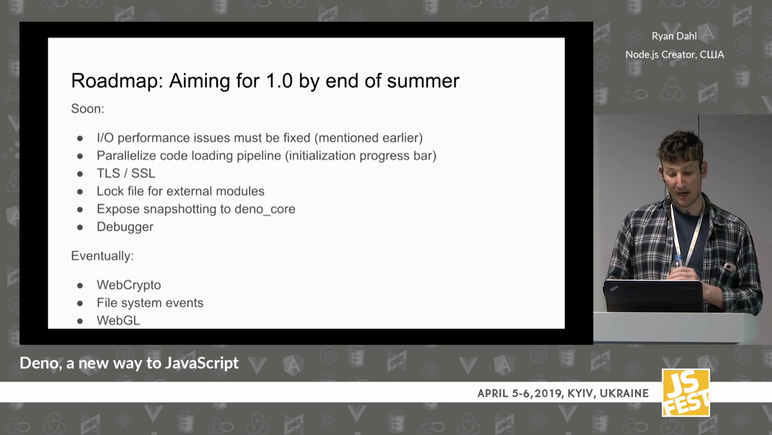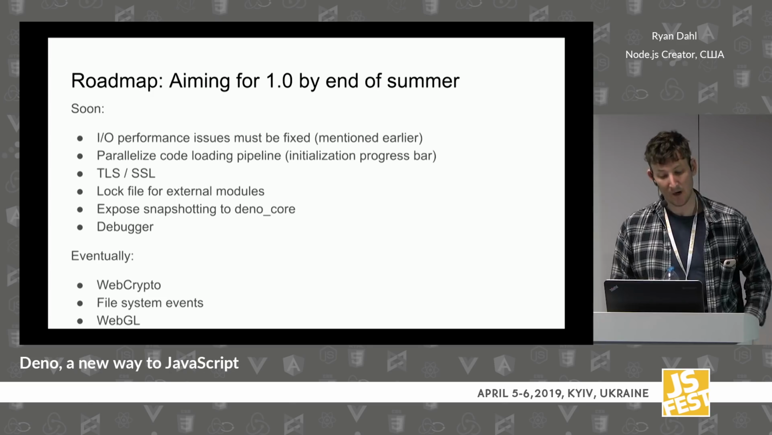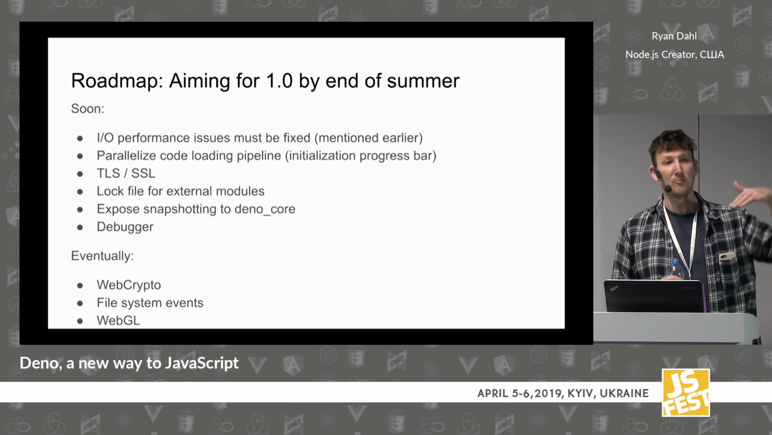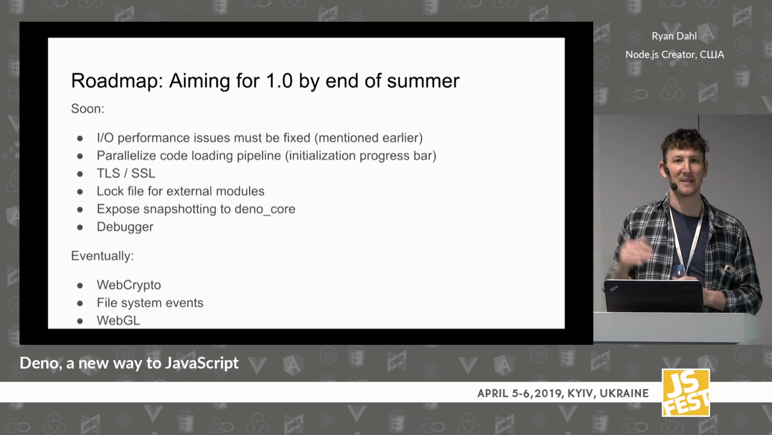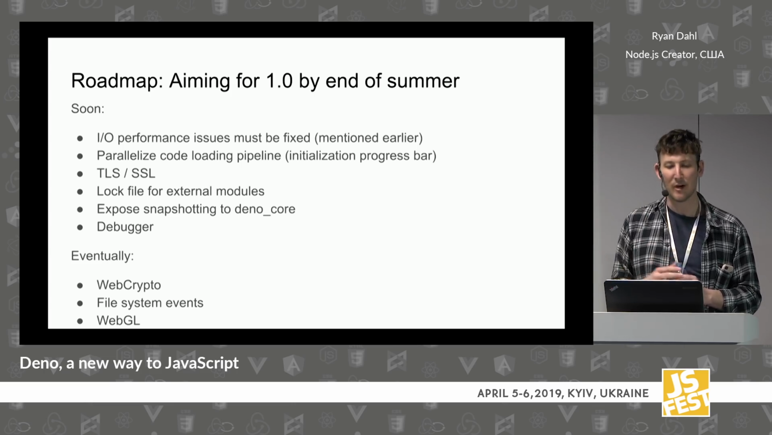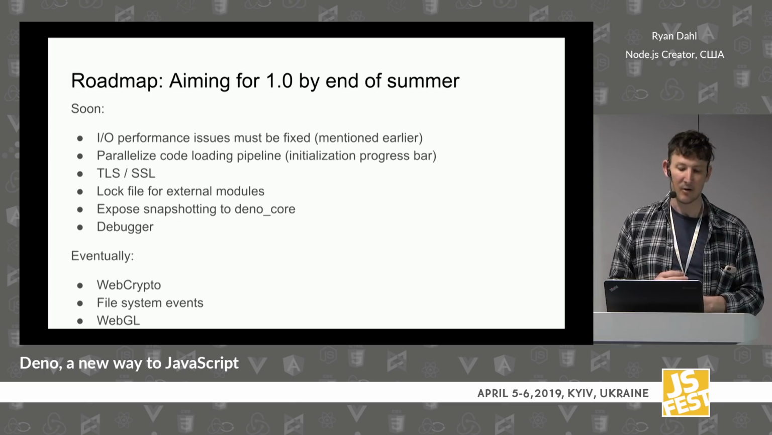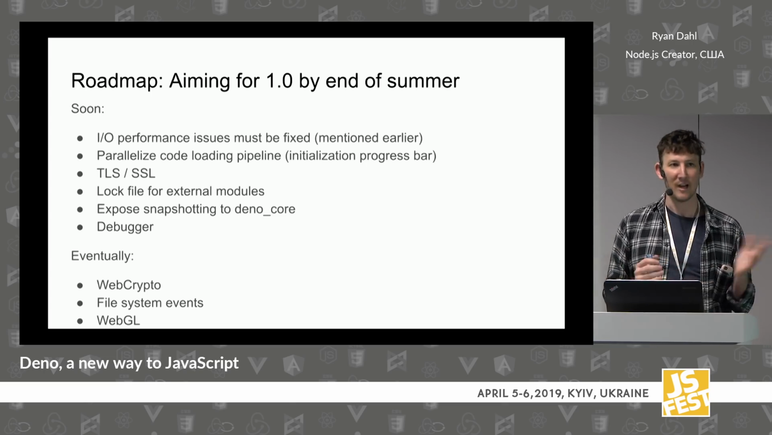We need to parallelize the code loading pipeline. When you import an HTTP URL, you'll see a bunch of downloading things. It's quite ugly. We're going to clean this up. It'll be quite fast, like a web browser. We don't have SSL support yet. We have to do that.